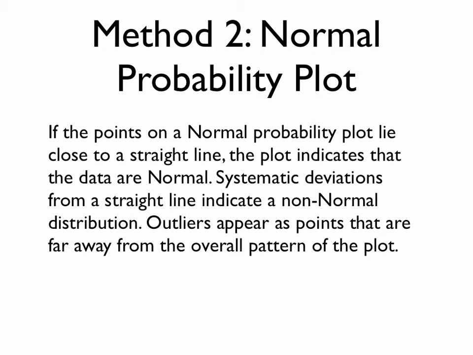If the points on a normal probability plot lie close to a straight line, then that plot indicates that the data are normal, or at least approximately normal. Any systematic deviations from that straight line indicate non-normal distributions. Outliers will appear as points that are far away from the overall pattern. Let's walk through a couple of examples of normal probability plots.